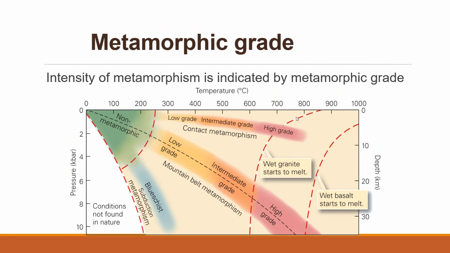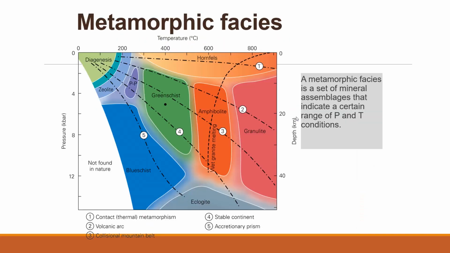So metamorphic grade is the intensity of metamorphism indicated by the type of rock, which is going to tell us our pressure temperature conditions. So we have low grade to high grade. Metamorphic facies is the set of mineral assemblages that indicate a certain range of pressure and temperature. So blueschist facies tell us that we have the pressure temperature conditions for the subduction zones.